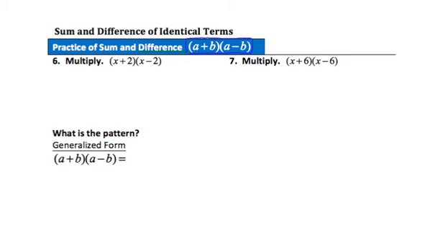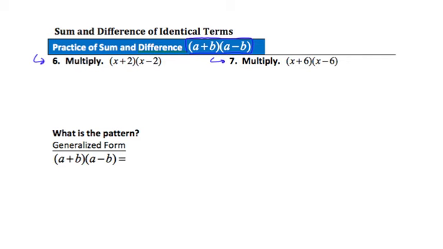What I want you to do is go ahead and multiply in 6 and 7 as you normally would multiply binomials. Either use the FOIL method or the distributive property twice. Go ahead and multiply these together and see if you recognize a pattern. Once you recognize this pattern, I'd like you to come down here and write the generalized form for the sum and difference of identical terms. Go ahead and pause your video player, multiply these two, and see if you can see what the pattern is. When you're done, hit play to see how you did.